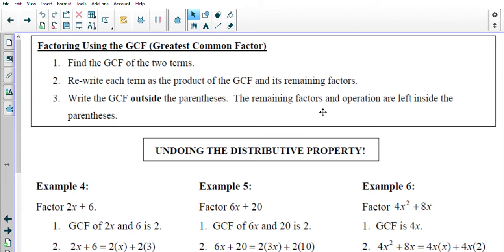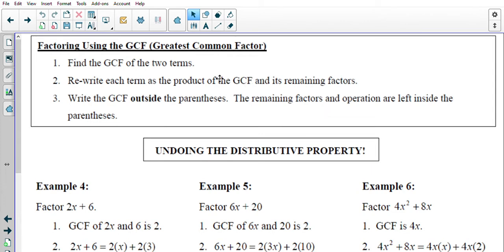For this video, you want to have out your lesson 5.8 guided notes. Previously, we talked about how to find the greatest common factor, or GCF, of a set of numbers. So what we're going to do today is practice factoring using the GCF, or greatest common factor.